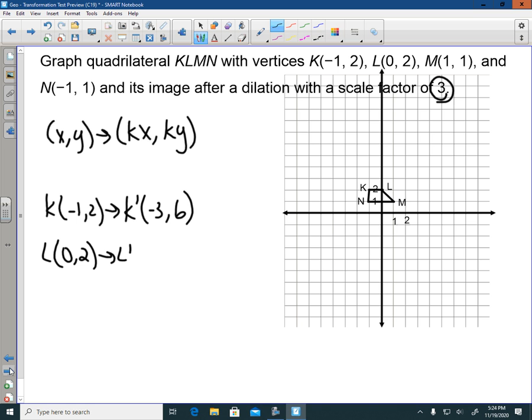3, which is 0. Why isn't my board working? I think I angered it. Might have to pause. Oh, come on now.